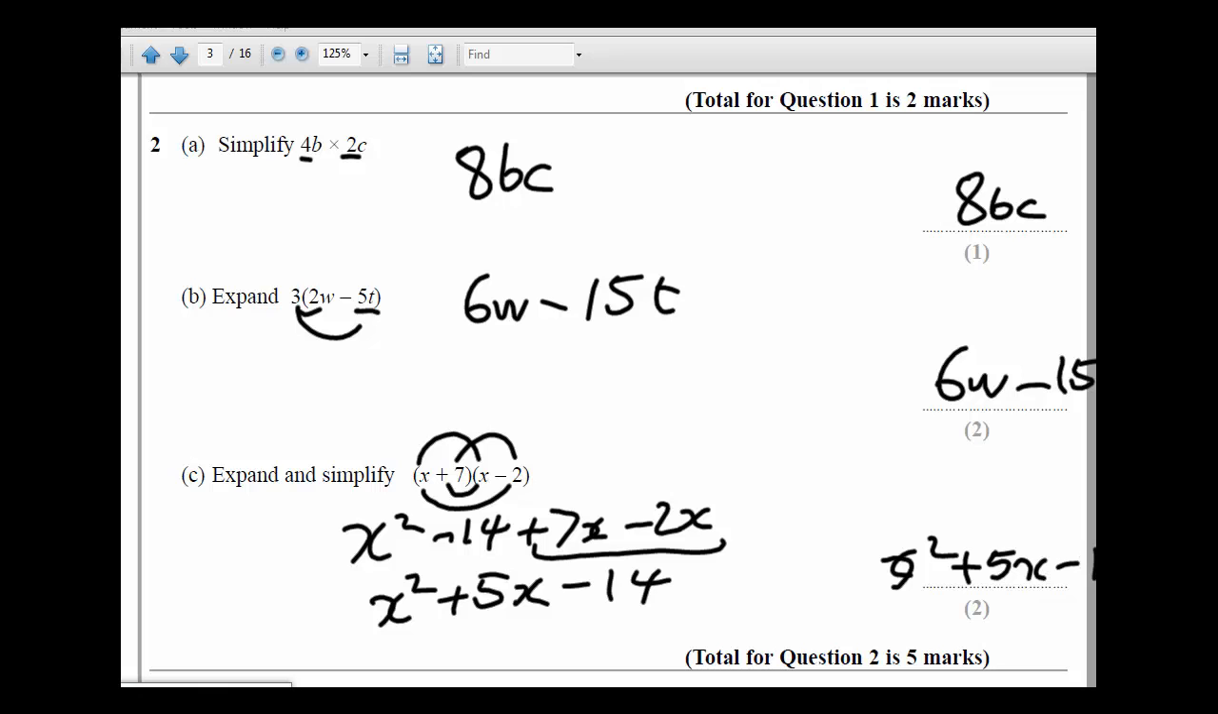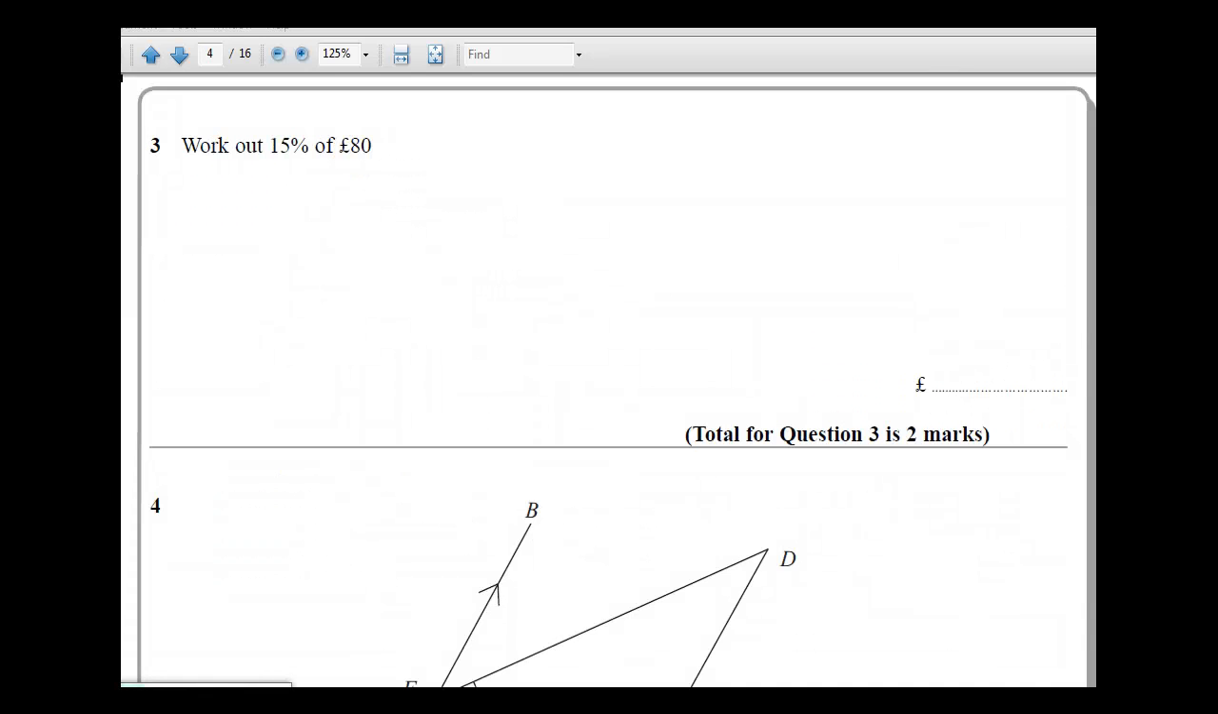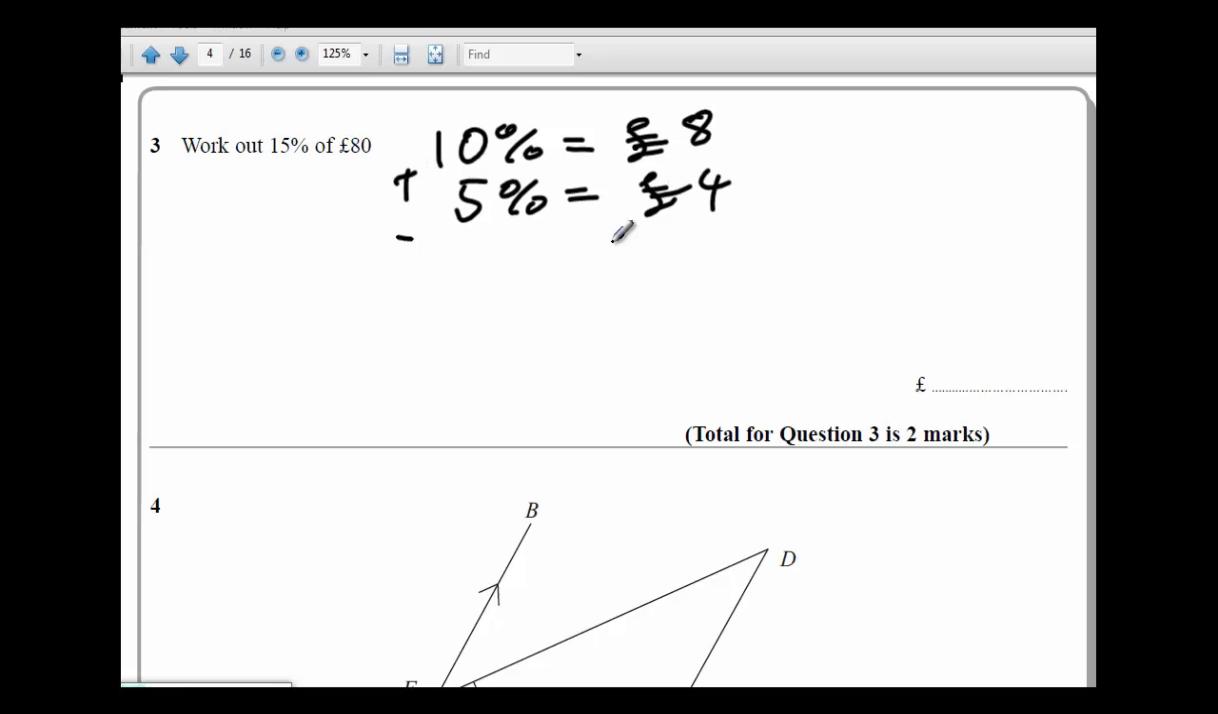Okay, let's go on to the next question then. So question 3 then. Work out 15% of £80. So 10% is just going to be £8. Get that by dividing by 10. Half that, 5% is £4. So in total, 15% equals £12 by adding.